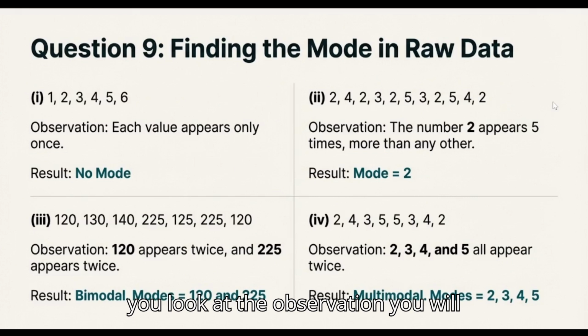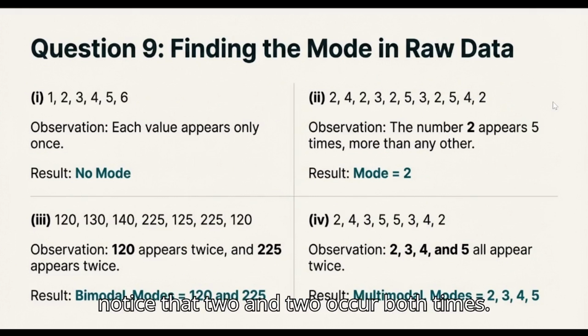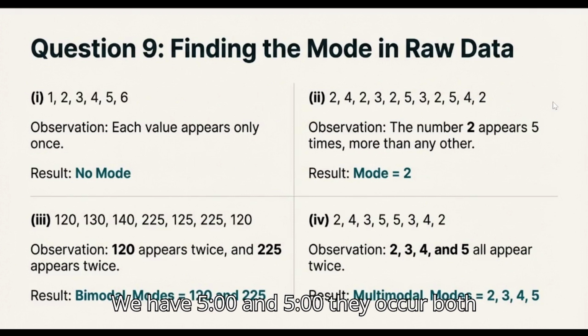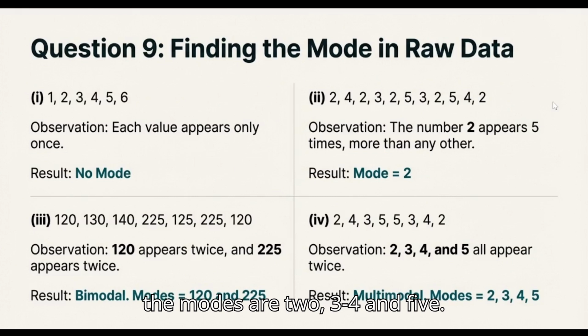If you look at the observation, you will notice that 225 occurs both times, same as 120. That means this is a bimodal data set. In the fourth raw data, we have 2, 4, 3, 5, 5, 3, 4, 2. So we can notice that 2 and 2 occur both times. We have 5 and 5, they occur both times, 3 and 3 occur both times, and 4 and 4 occur both times. So this is a multimodal data set where the modes are 2, 3, 4 and 5. They are all appearing twice.